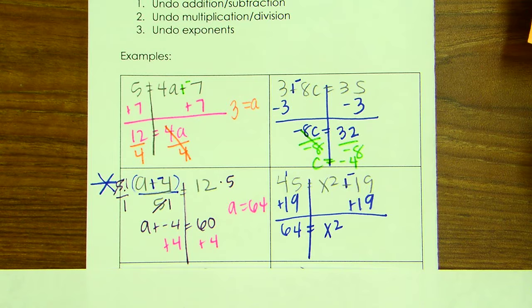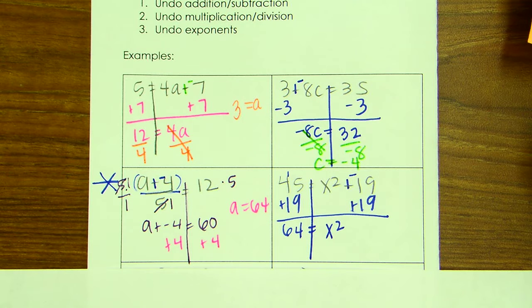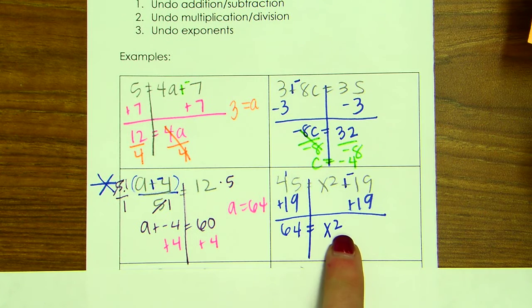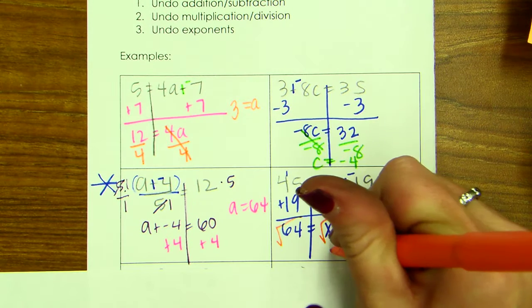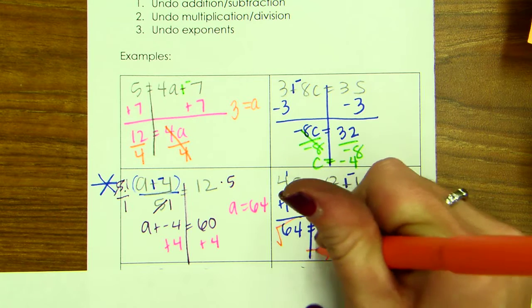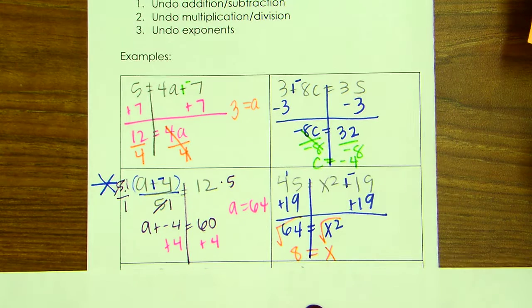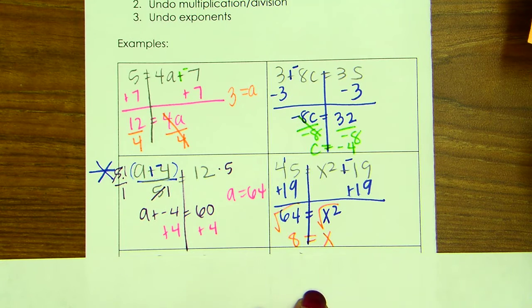Then I go to step 2, undo multiplication and division. I don't have any though, so I'm going to skip step 2 and go on to step 3, undo exponents. I do have an exponent. I have a squared right here. The opposite of squaring is taking the square root. So the square root of x squared is x. The square root of 64 is 8. But if you remember from the last chapter, we have to have positive and negative 8 on there because 8 times 8 is 64 and negative 8 times negative 8 is 64.